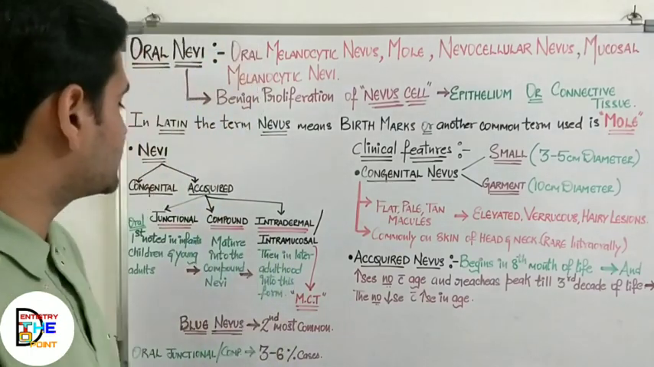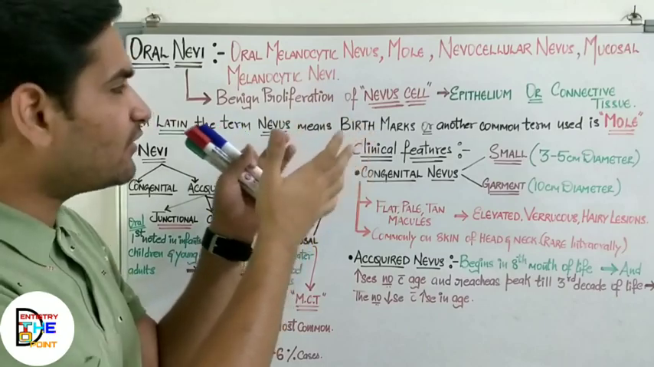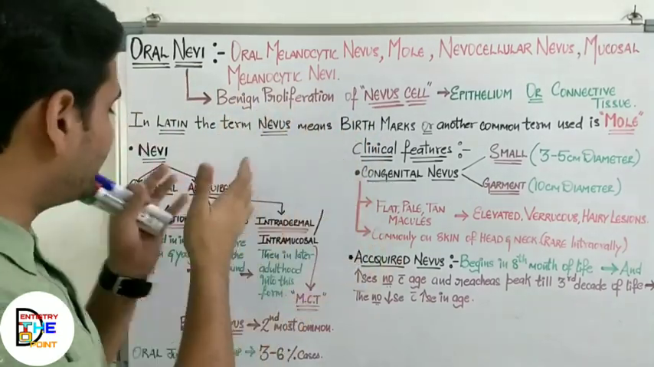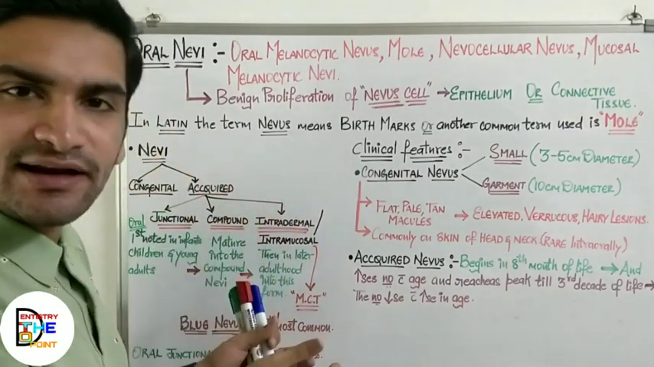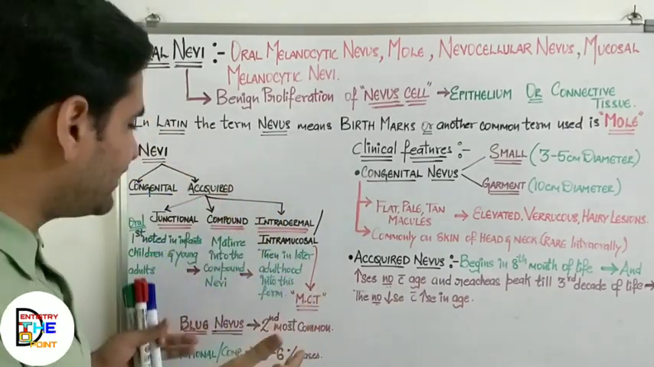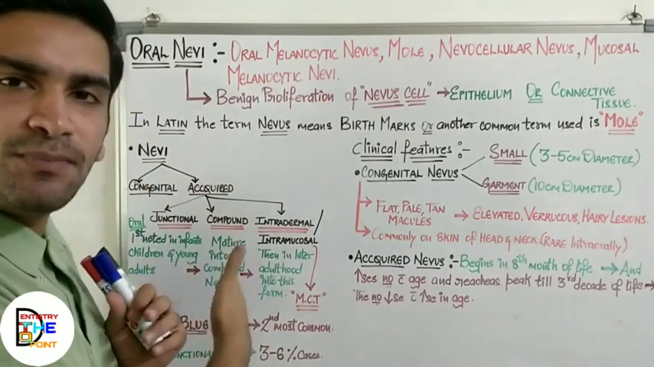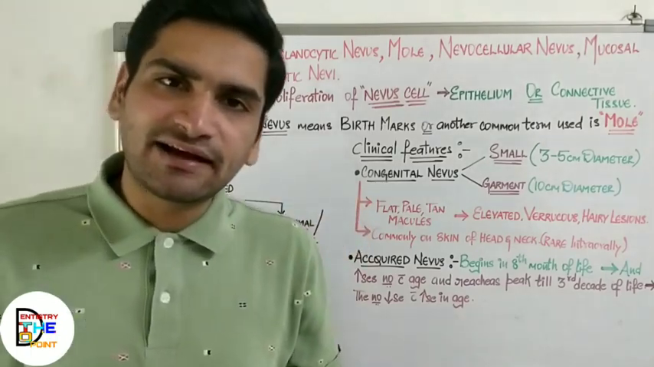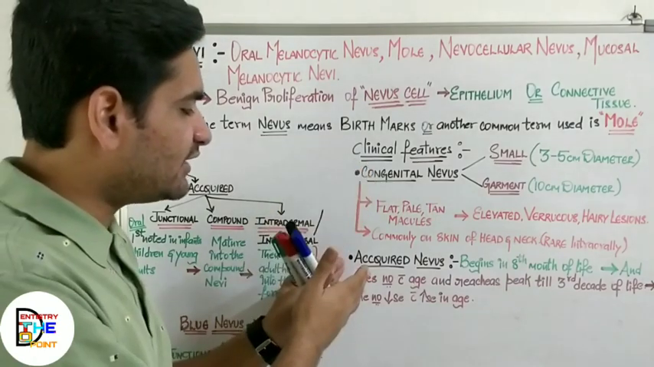So this was a basic introduction regarding what is nevi, oral nevi, the nevi occurring in the skin, the birthmark, the varieties, that is congenital and acquired, and junctional, compound and intradermal, that is the histological variants. We saw the course, that is how junctional is converted to compound and then intradermal or intramucosal.